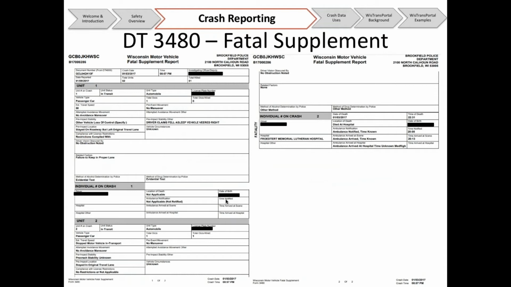Another form to be thinking about and looking at is the DT3480. Similarly, before 2017, we had a fatal supplement as well. It was called the MV3480. If you're curious about where those initials come from, when the MVs were created, it was a form number from the Division of Motor Vehicles. So that was where the MV came from, the motor vehicle form.